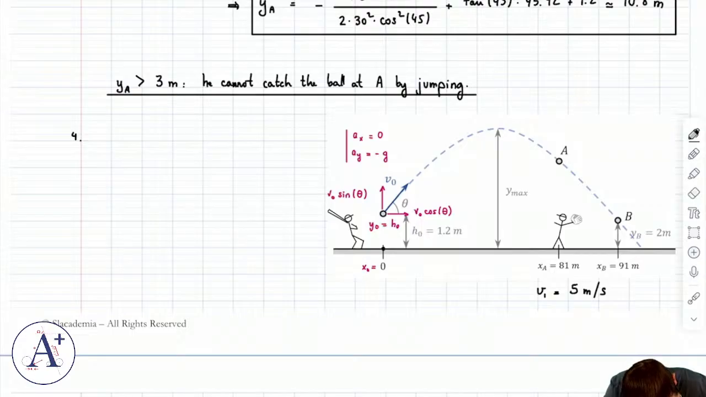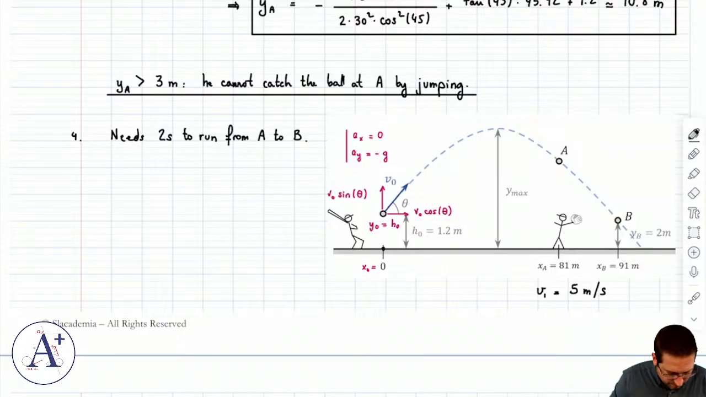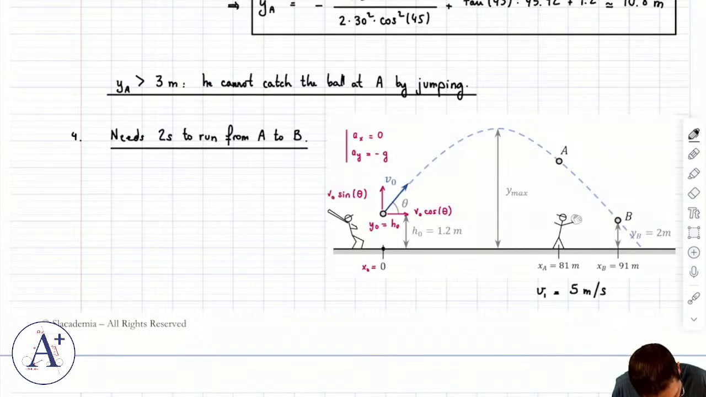So he needs 2 seconds to run from A to B. And that's not the answer though, right? The answer is how long can he wait before he has to start running? What amount of time does he have to react and then start running? Well, that depends on what TB is, right? So let's solve for TB, and then we'll subtract 2 seconds, and we'll know how long he can wait.